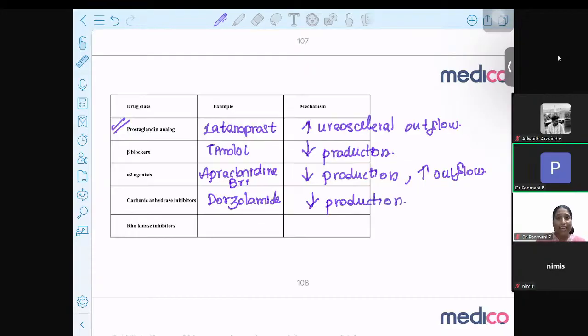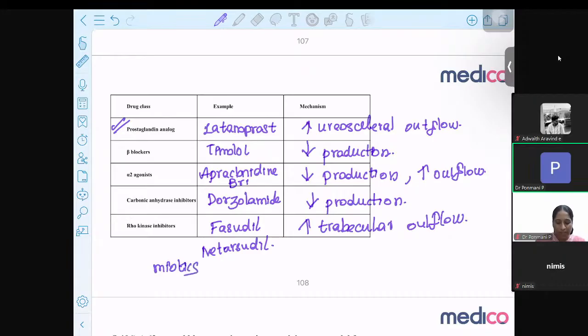And Rho kinase inhibitors, netarsudil. How is this going to work? It is going to degrade the trabecular meshwork, trabecular matrix, and hence it increases the trabecular outflow. These are the major drugs which are used for glaucoma. I left one, which is miotics, which is not preferred nowadays.